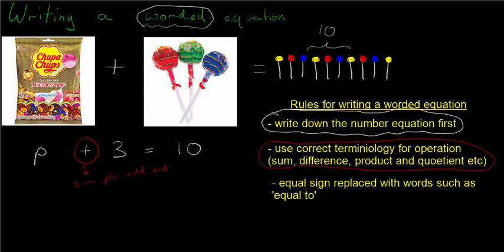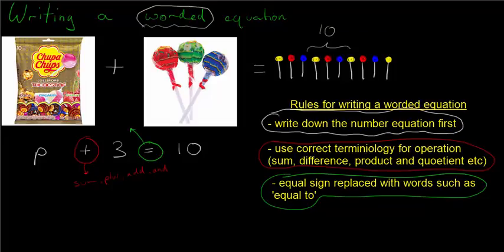Now the next step is we need to make sure when we write this down, the equal sign in the middle of that equation is replaced with the words equal to. Right? So this is going to be replaced with the words equal to. Now obviously what could we replace the P with? Remember, P just stands for packet, so we can just say this will be a packet, right? Because we've got one packet and we're trying to find out how many lollies could be in that packet. So instead of writing P, we can just write a packet.